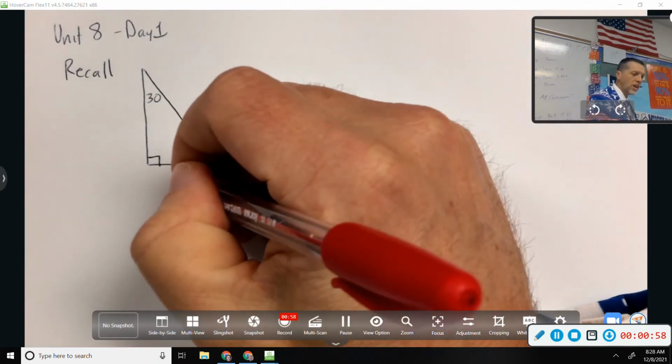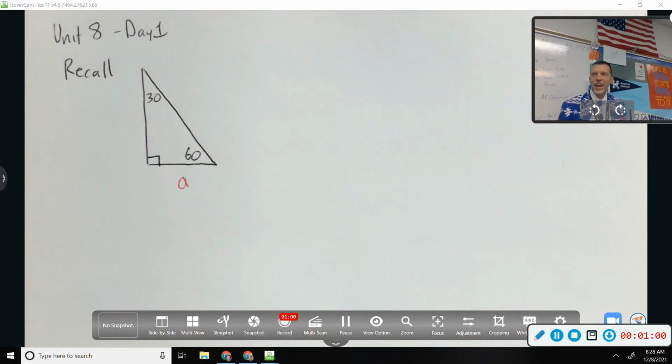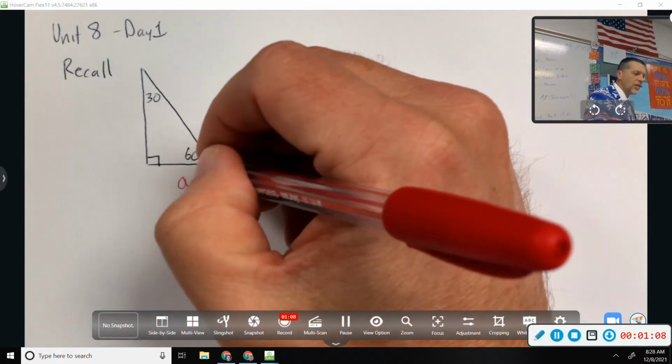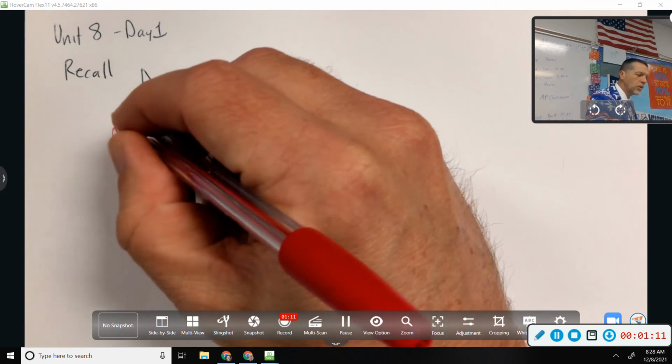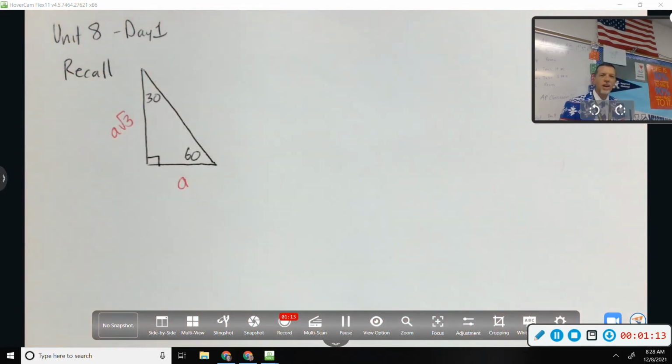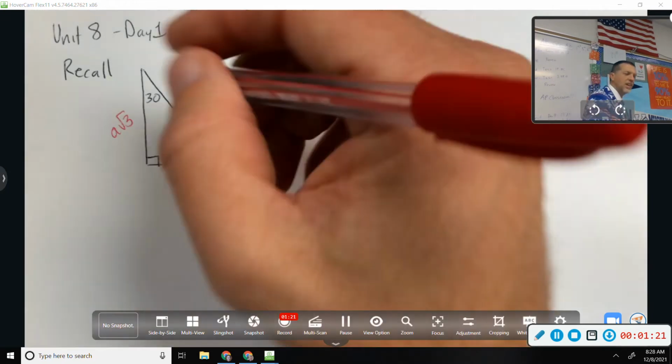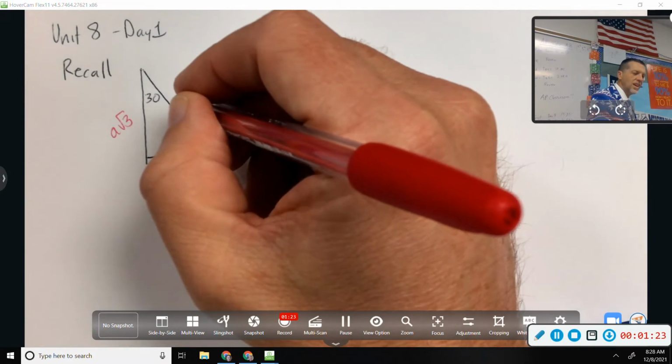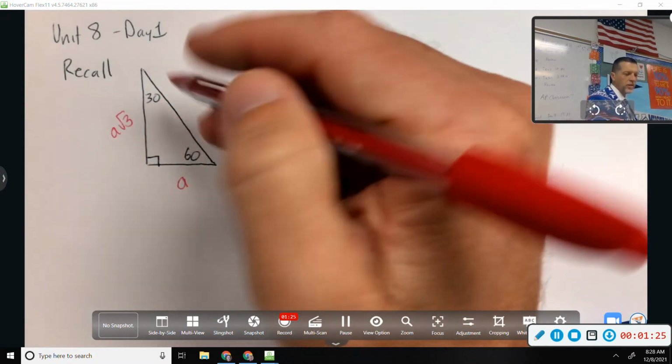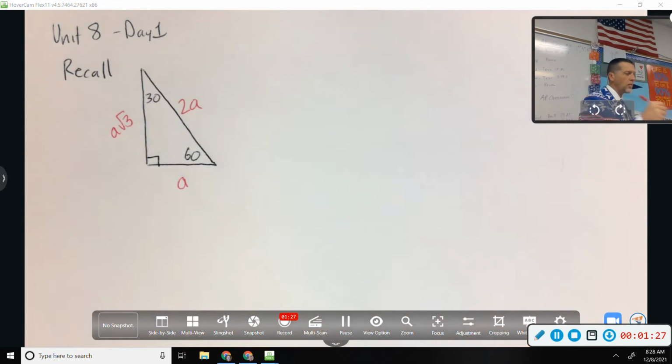I can make it match. I'm going to use A's then. Across from 30 is A. Does that jog enough of a memory? Yes, no? Still no. Across from 60 is A square root of 3. And the hypotenuse, I mean, you can do A squared plus B squared equals C squared, but what you'll find is that the hypotenuse is 2A.